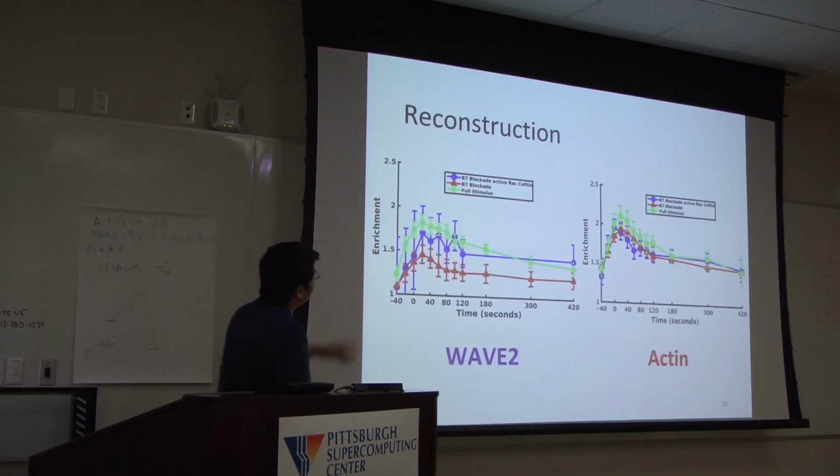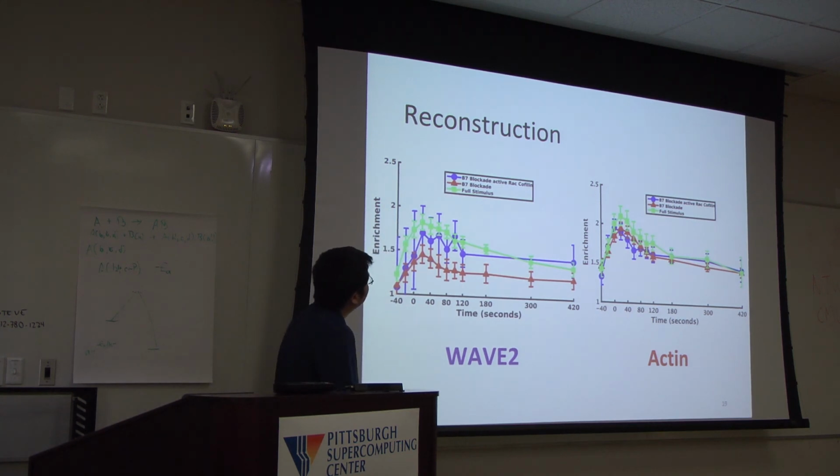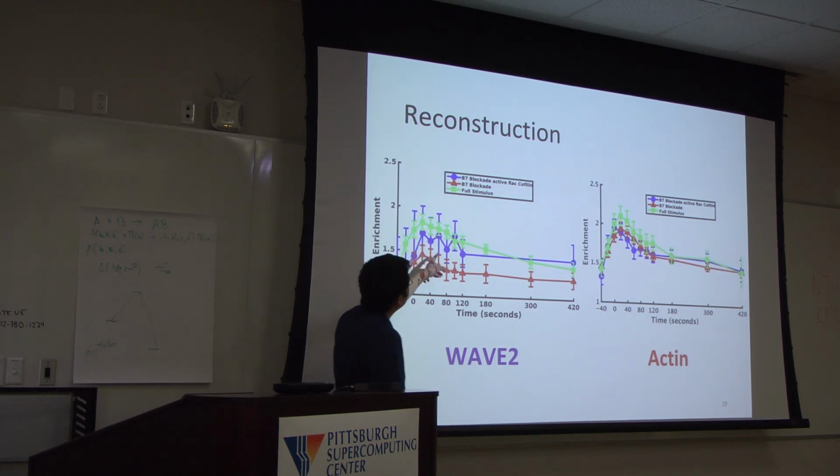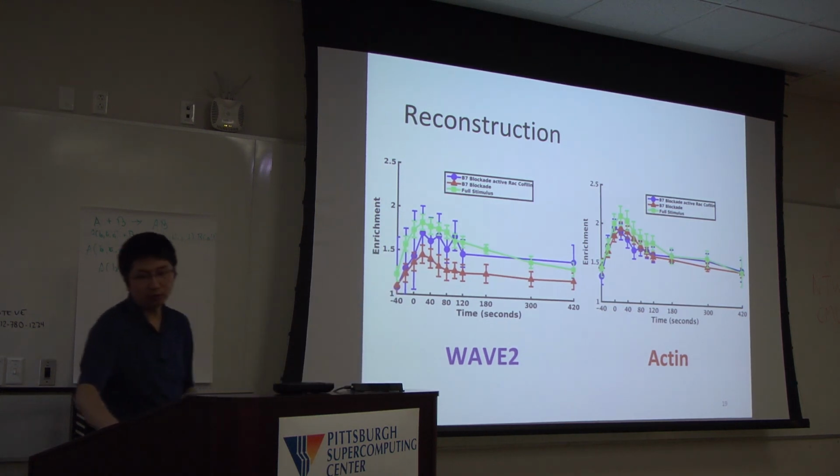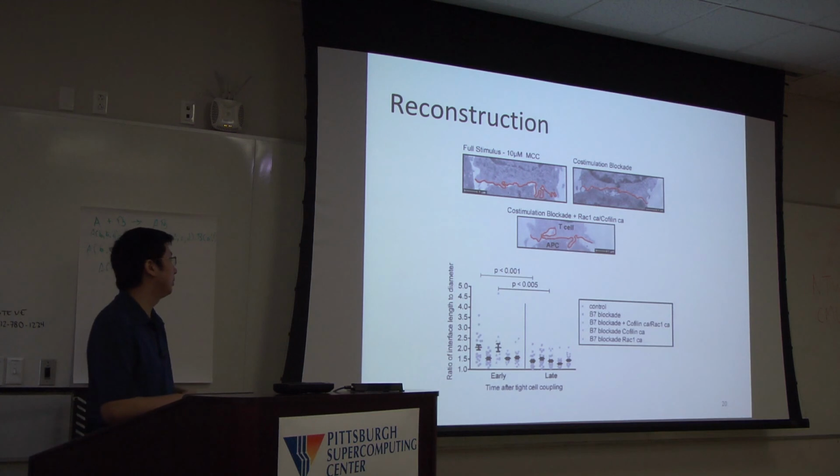So here we do enrichment analysis for reconstruction. The blue line is the enrichment for the reconstruction experiment. So we can see they can indeed increase the enrichment for this condition. And we also do some other experiments.